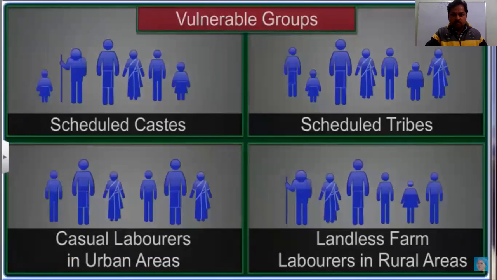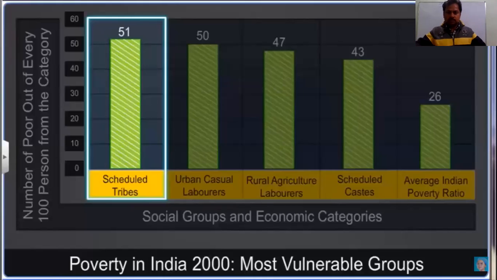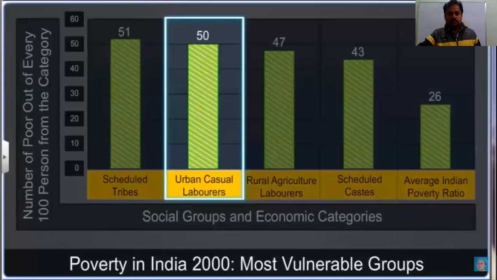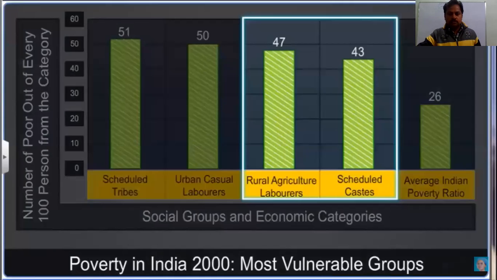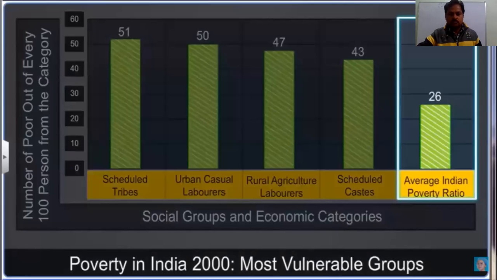The graph here shows that 51 people out of every 100 people belonging to the scheduled tribes live below the poverty line. Similarly, 50 out of every 100 casual laborers in urban areas are poor. This figure is 47 and 43 for farm laborers and people belonging to the scheduled castes, respectively. All these figures are much higher than the national average, where 26 out of every 100 people live below the poverty line.